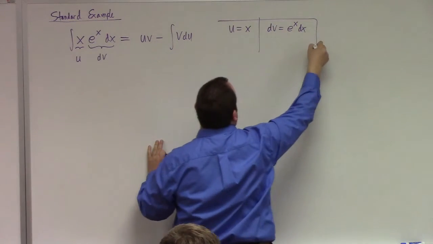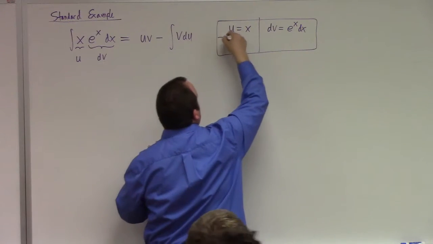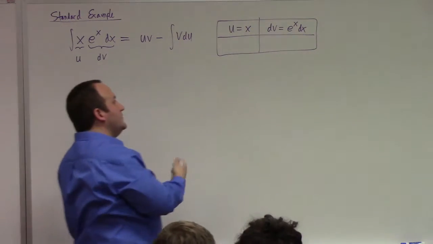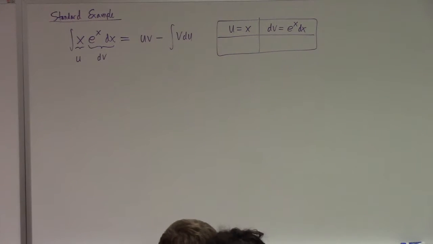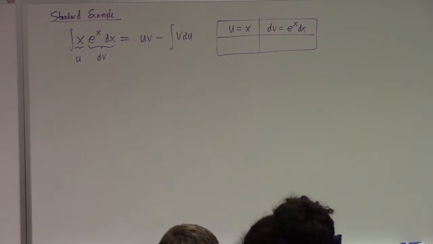So I usually make a little box over here to organize my thinking. The u and the dv are forced upon us by the original integral. That's not entirely truthful. Once you make a choice of either u or dv, the other three things are forced upon you, right? Once I choose what u is, the rest of it has to be the quote-unquote dv.